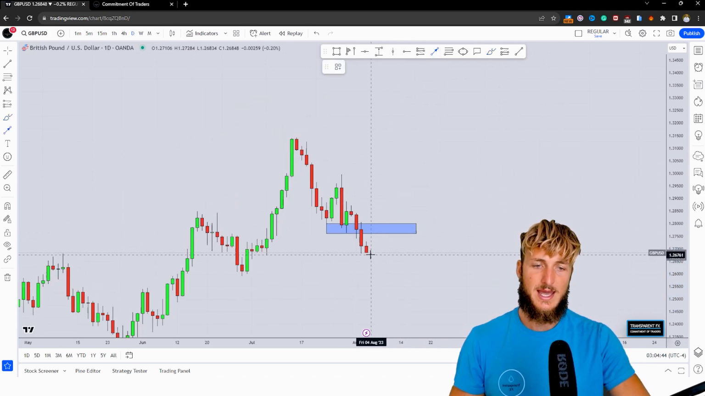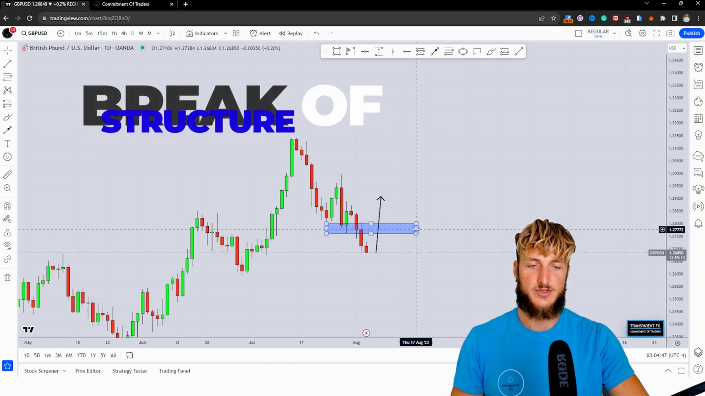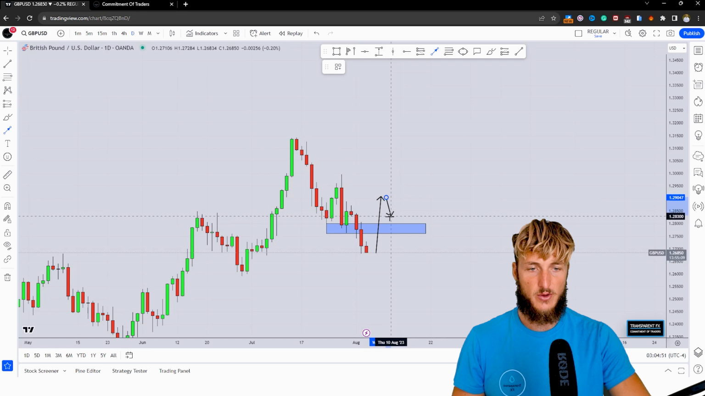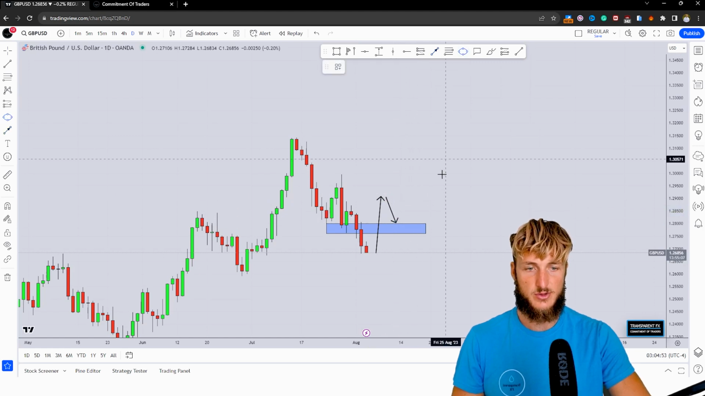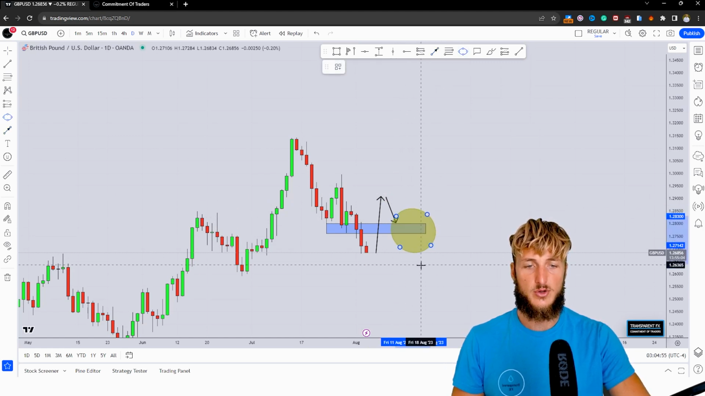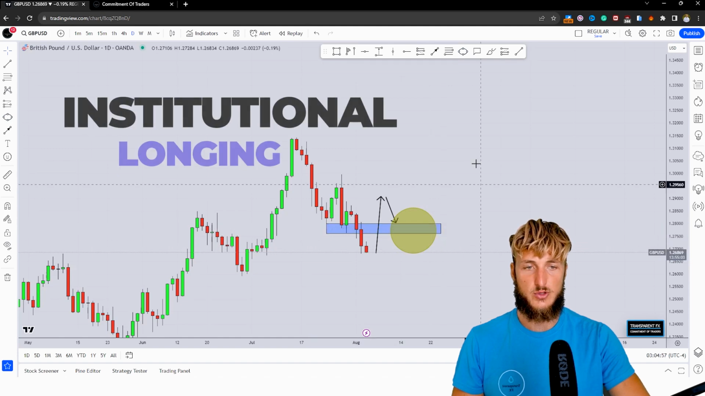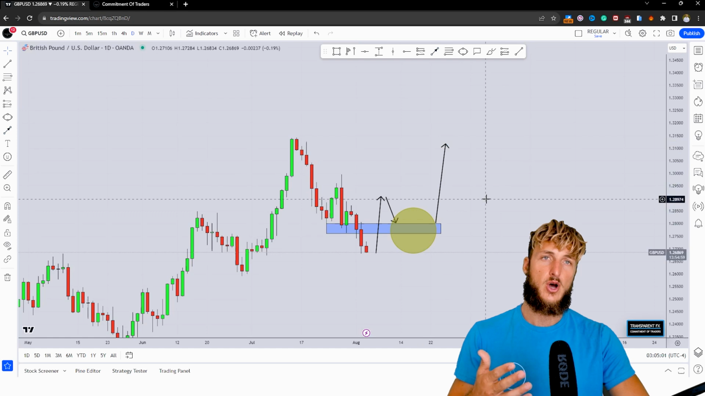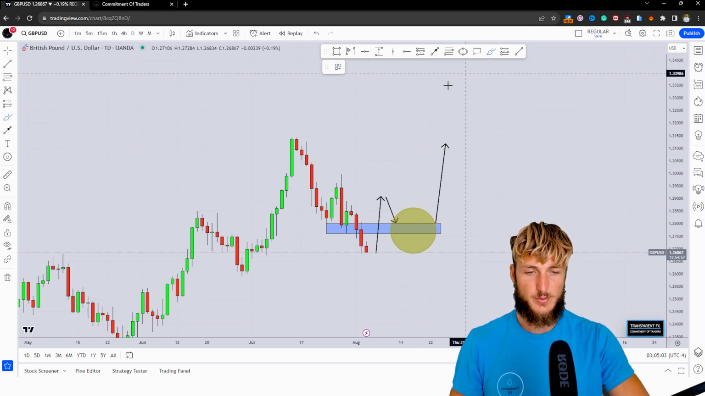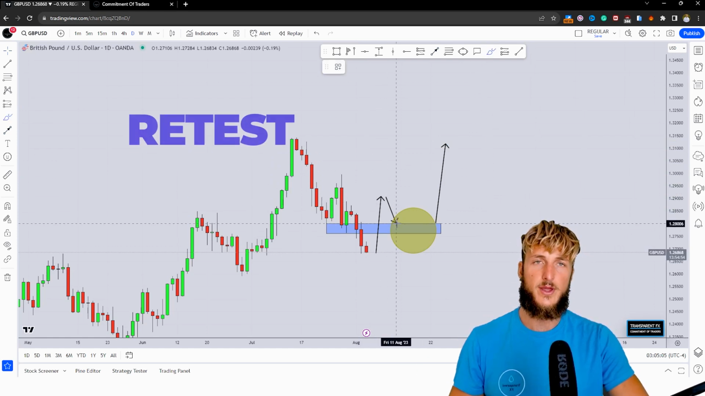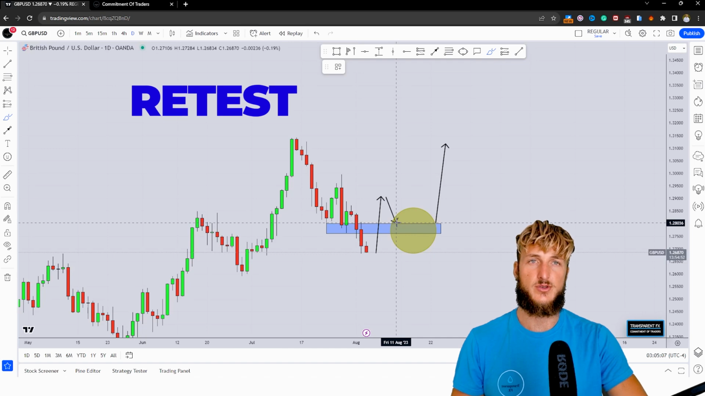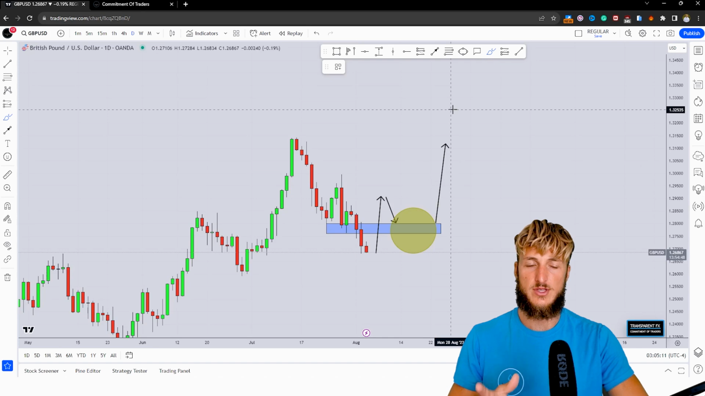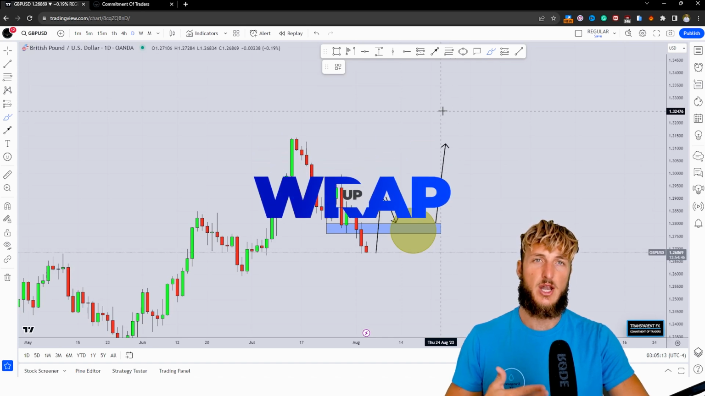So what we need is a potential break above this resistance. Only if we get a break above this resistance, on the retest of the previous resistance turned support, this is where we have good probabilities of seeing more institutional longing, at that point further increasing the probabilities of a potential reversal to the upside. So if we get the break on the retest of this previous resistance turned support, that is how we could be approaching a potential move higher. Now, as usual, trading is reactive and not predictive.